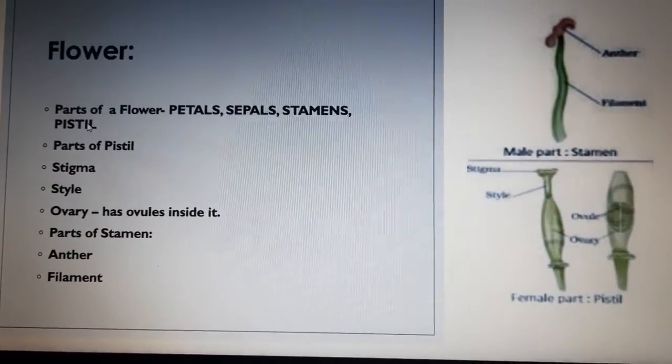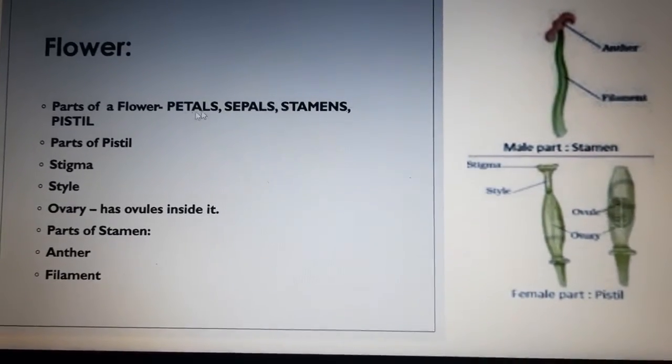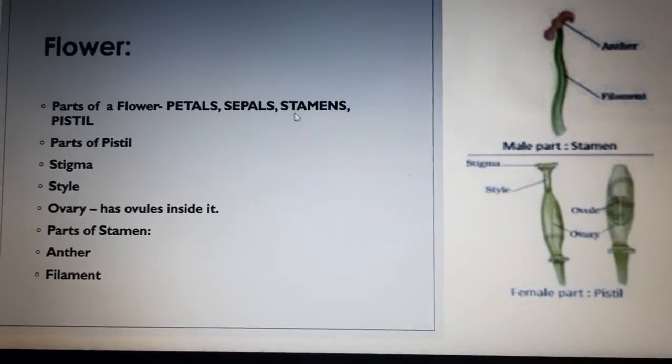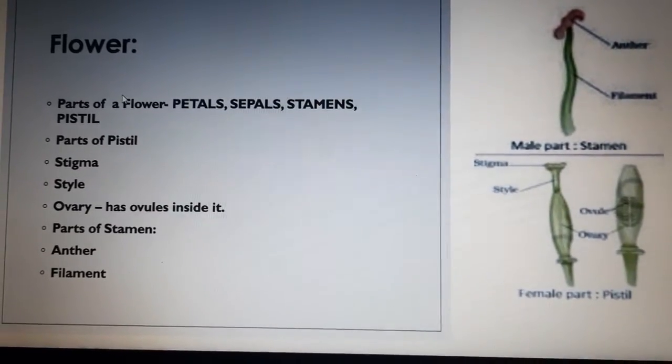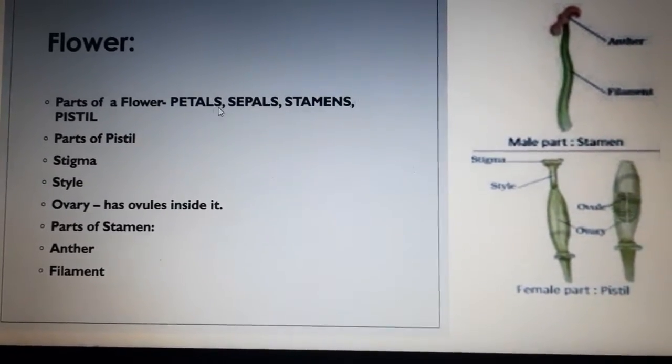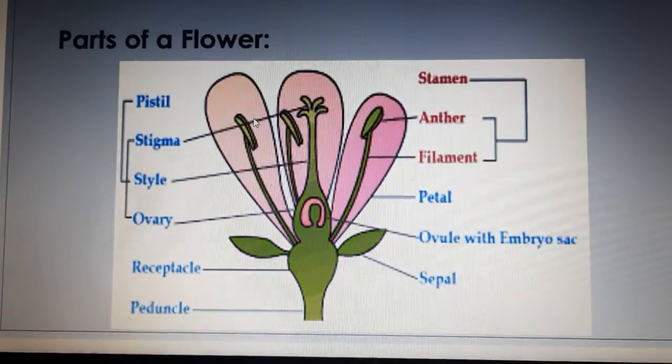So here are the flower parts. A flower consists of petals, sepals, stamens and pistils. So far I have told you about stamen and pistil. Now I will tell you about petals and sepals. So again we will go back to this picture.